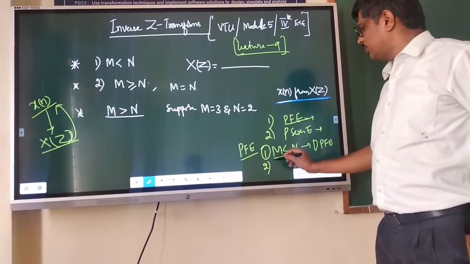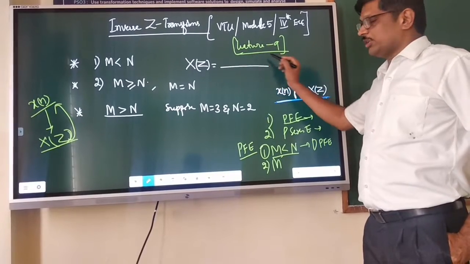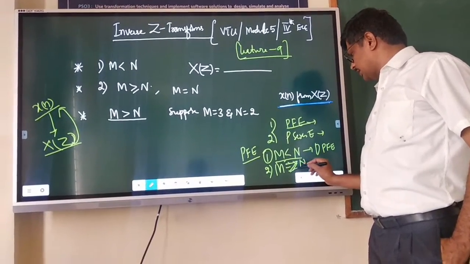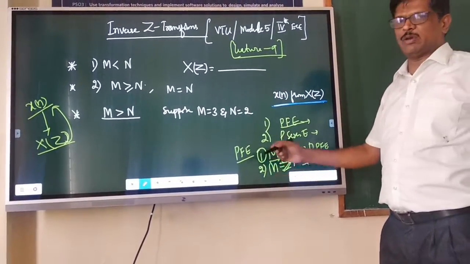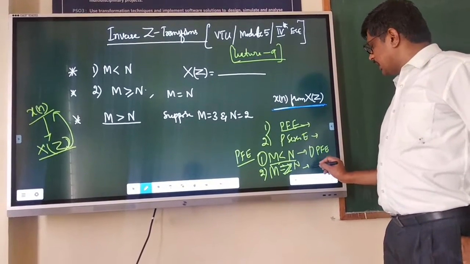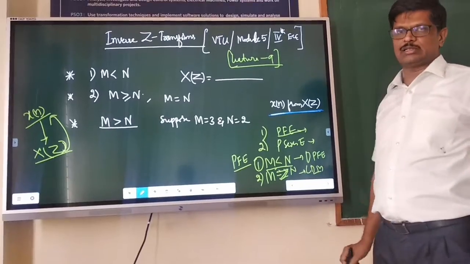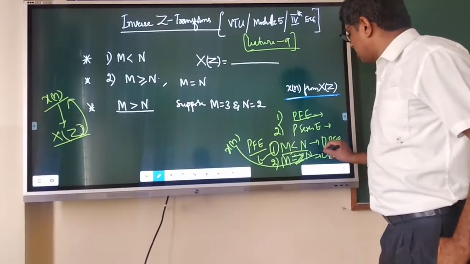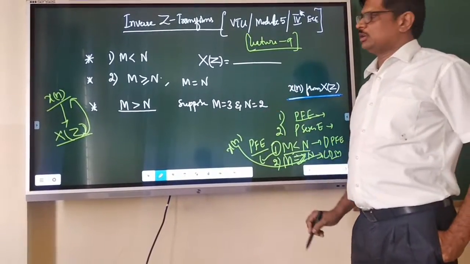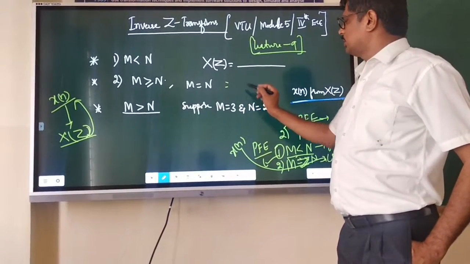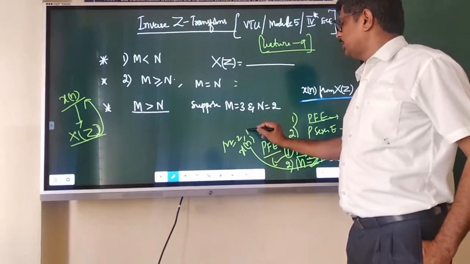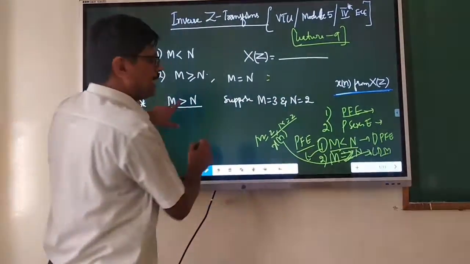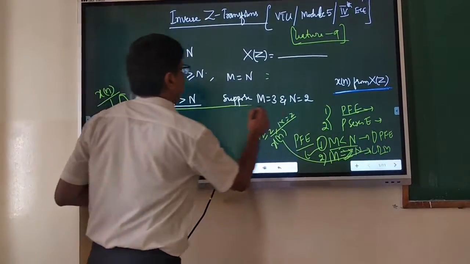Now, when the numerator power m is equal to or greater than n, partial fractions expansion is done using the long division method. Then we get our original sequence X of n. When m is equal to n, for example m is 2 and n is 2, we did that last class. Today we will deal with the case when m is greater than n.